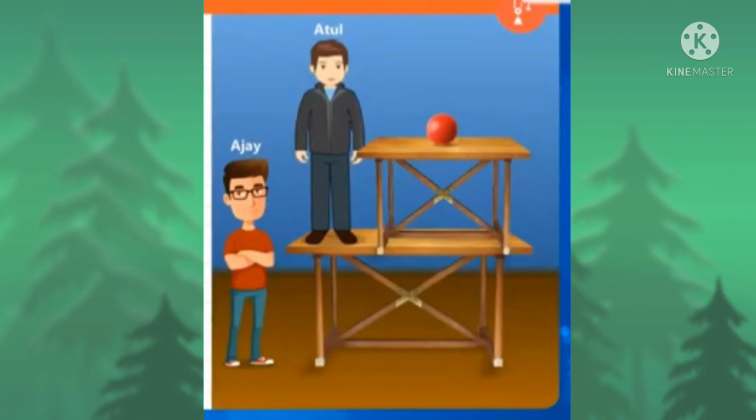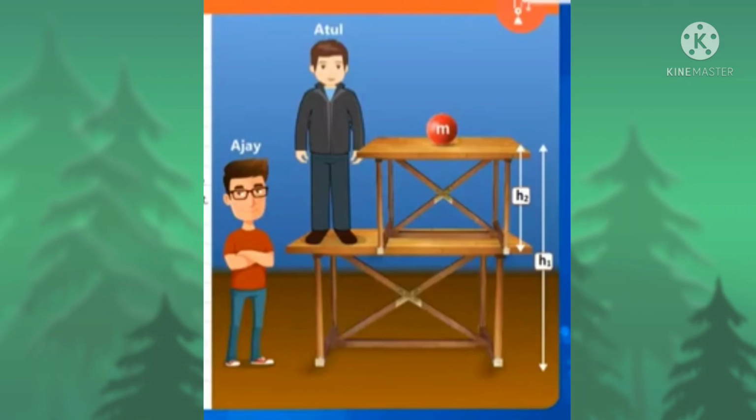Potential energy. Ajay and Atul have been asked to determine the potential energy of a ball of mass m kept on the table as shown in the figure. What answers will they get? Will they be different? Let's find out the answer. What do you conclude from this?